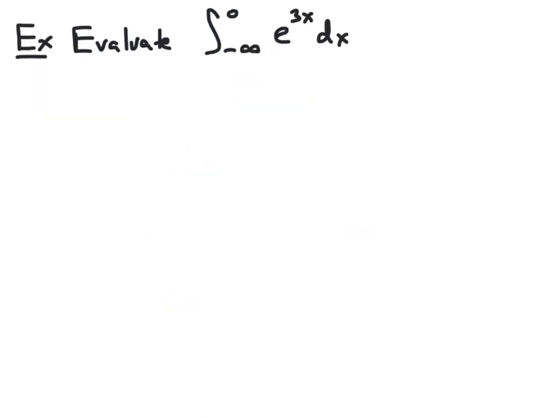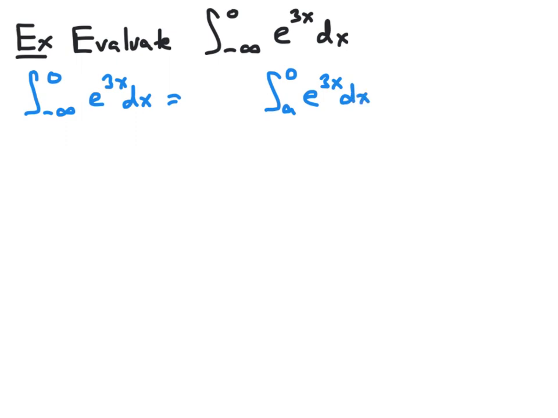In this example, we want to evaluate the improper integral from negative infinity to 0 of e to the 3x dx. First, notice that our infinite limit here is our lower limit. And so that tells us that the first thing we need to do is rewrite this as an integral from a to 0 of e to the 3x dx, and then take the limit of this integral as a goes to negative infinity.